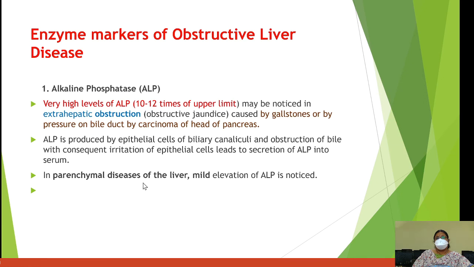Whereas in parenchymal diseases of the liver, that is in hepatocellular jaundice, alkaline phosphatase will be increased only mildly. That is, if the alkaline phosphatase value is greater than 2 times the upper limit of normal, it will be obstructive liver disease. If alkaline phosphatase elevation is less than 2 times the upper limit of normal, it will be hepatocellular jaundice.